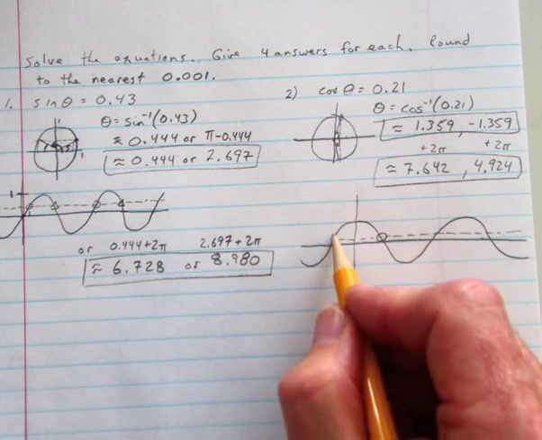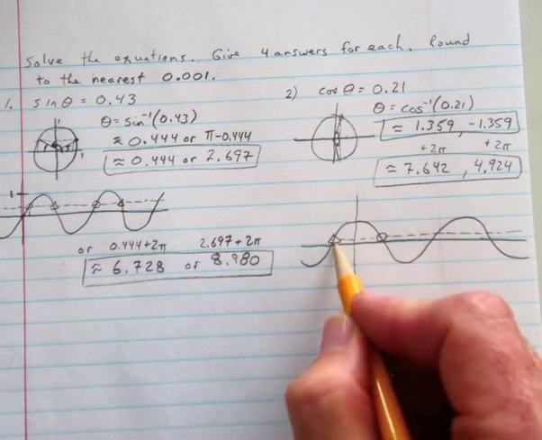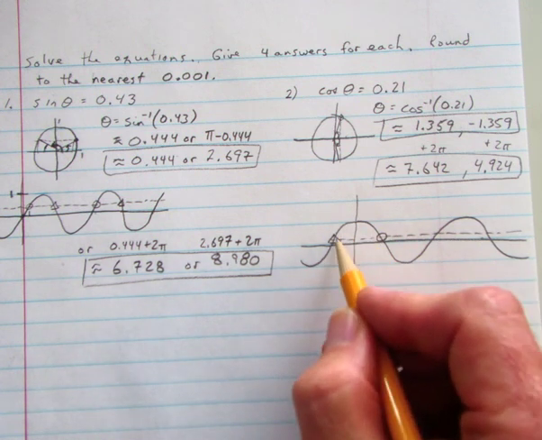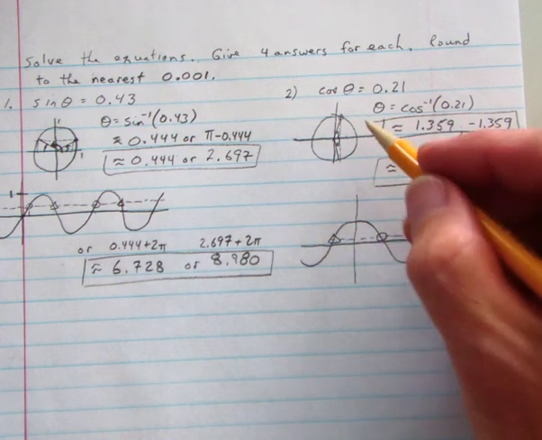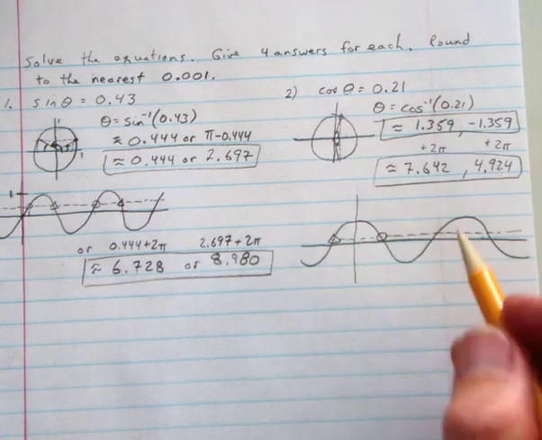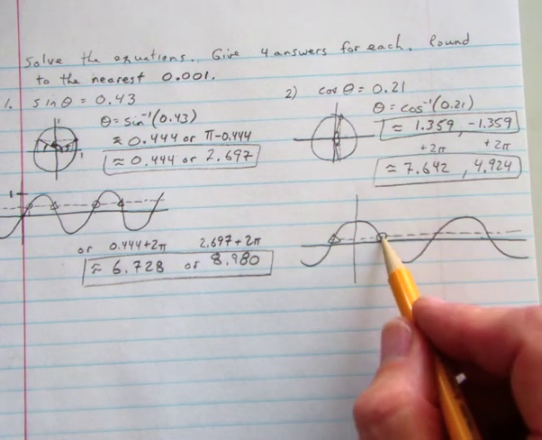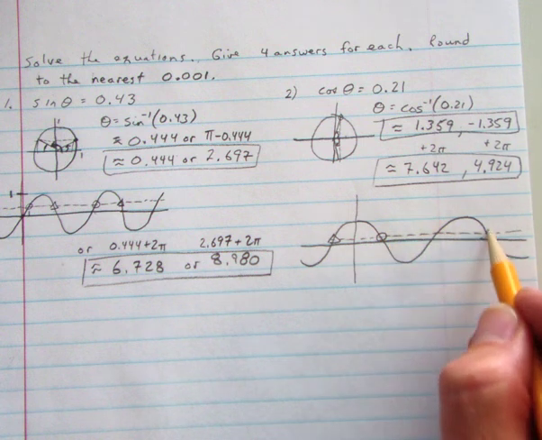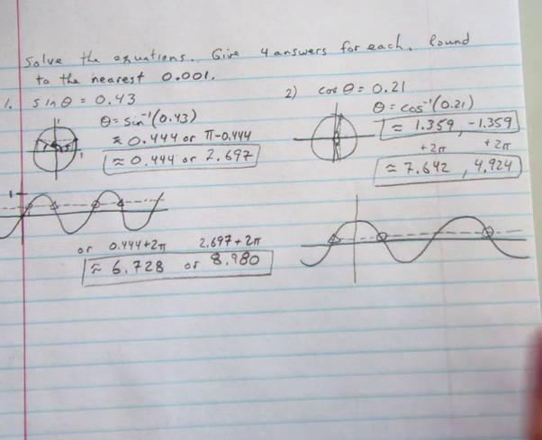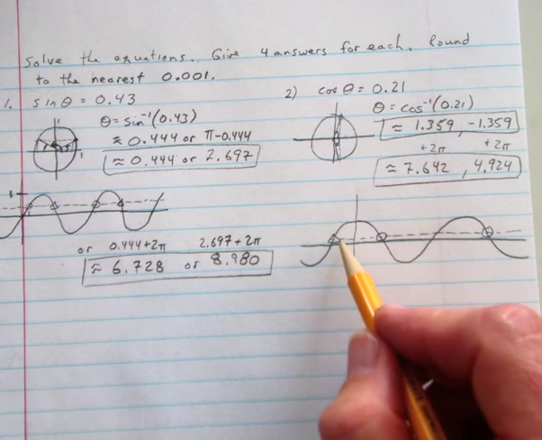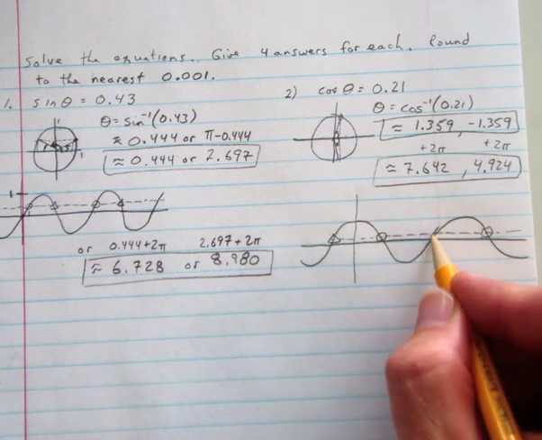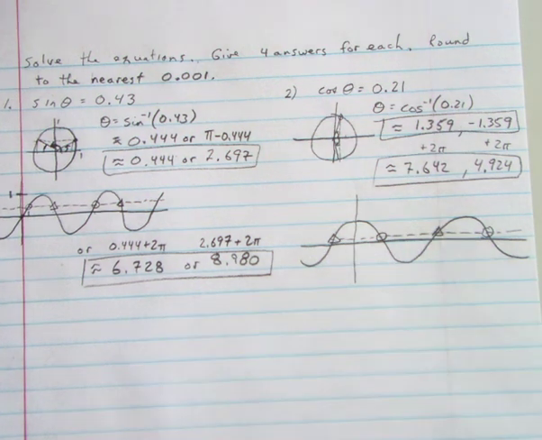And we said this other one, the negative, because those two values are going to be the same, and we could see that on our unit circle. We added 2 pi to this, and that took us over that same spot here, which was our 7.642, and then we added 2 pi to the negative number, and we got the 4.924.